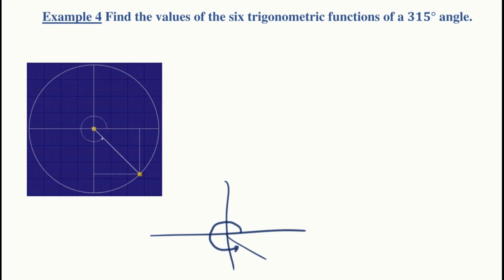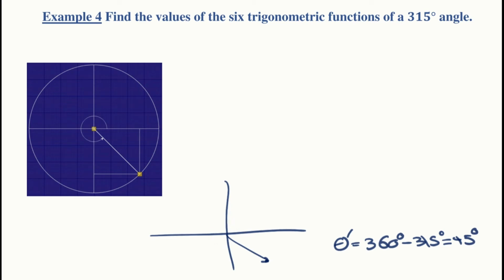So we need to find the reference angle, and we know that this is the quadrant 4 type of an angle. So the reference angle is just going to be the full circle 360 minus the original angle. So to get theta prime, we do 360 minus 315 degrees, so we get 45 degrees, right?